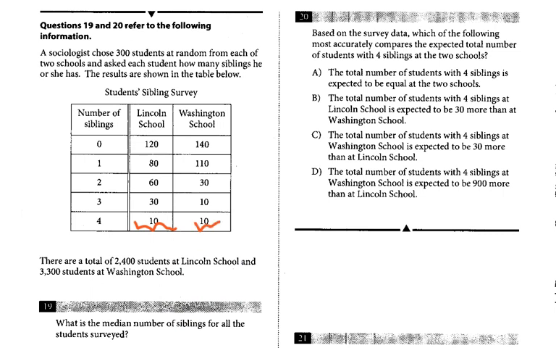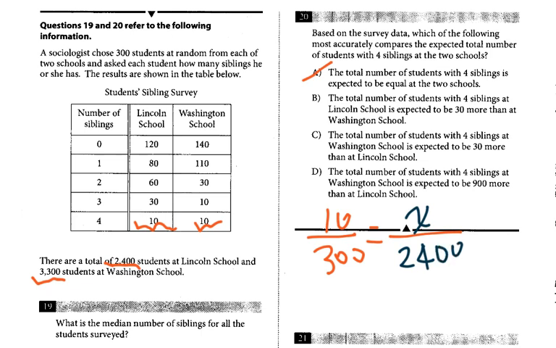then it's both 10. But since the total number of students in the 2 schools is different, one is 2,400, and then the other is 3,300. So definitely A is wrong. It's not equal. And for B, we can see it's 10 over 300, then equals X over 2,400 for that Lincoln school. So cross multiply, X will be 880.